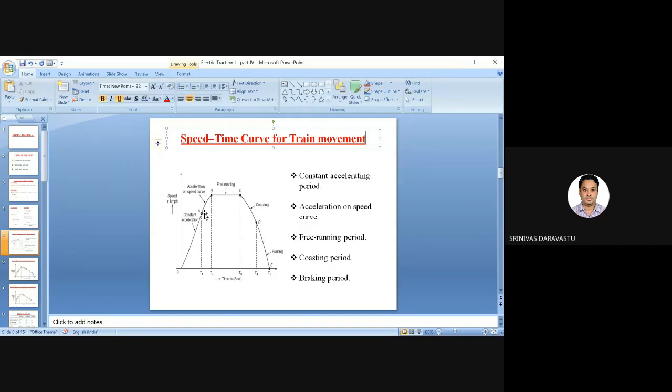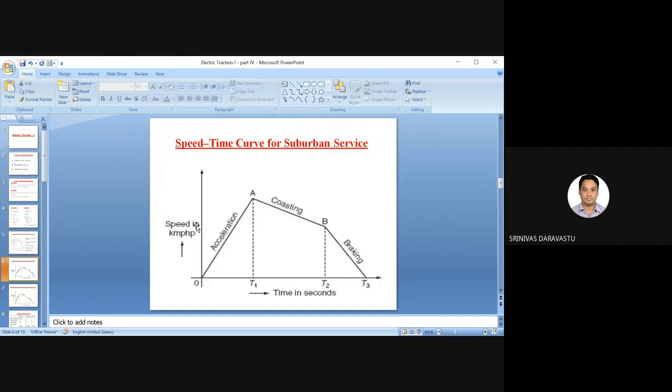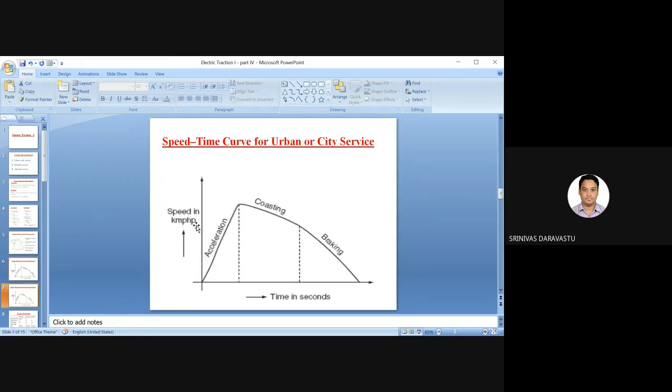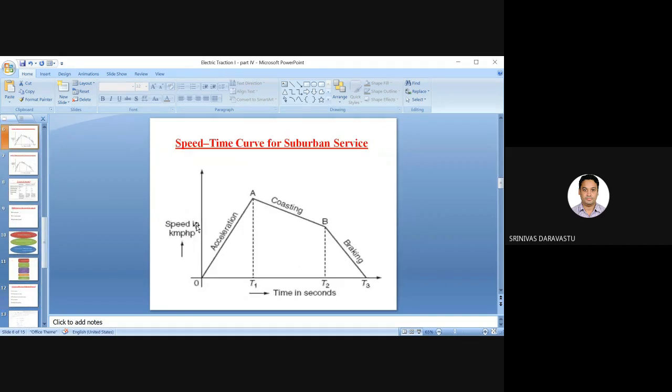And the speed time curve for different services. So next topic is speed time curve for different services: urban services, suburban services, and mainline services. So this one is a speed time curve for suburban services. Generally this is for urban or city services, and mainline services is the same as this one.